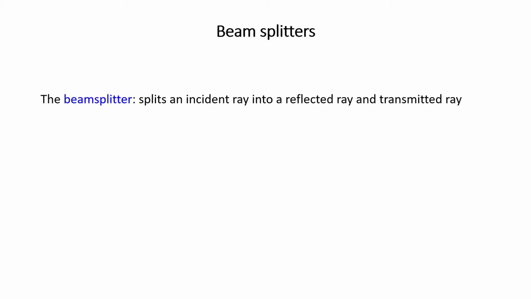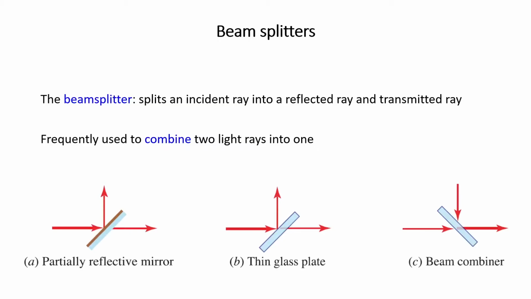Another optical device that is frequently used in labs is the beam splitter. The beam splitter splits an incident ray into a reflected ray and a transmitted ray. We can also use it to combine two light rays into one. It's like a partially reflective mirror as shown in figure A. Figure B shows a thin glass plate, and figure C shows a beam splitter that is used for combining two weak light rays. And the output is a strong light ray.